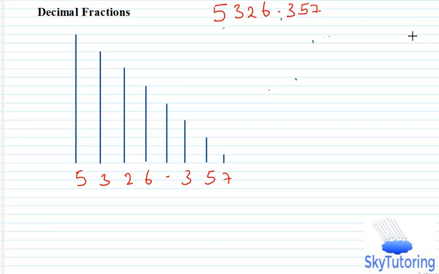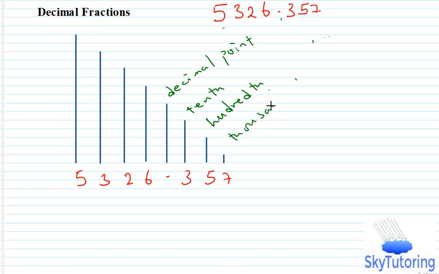Now, 5,326.357, what will be the place value for this number? Here we have the decimal point. After the decimal point, any digit starts with tenths, then followed by hundredths, then we have thousandths. If you observe, all of them end with th.